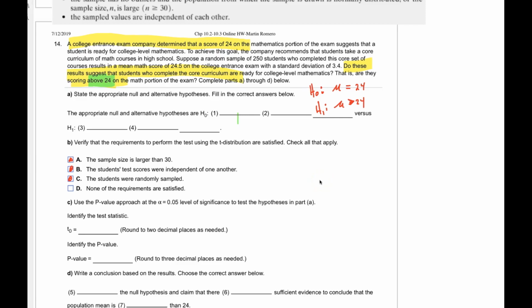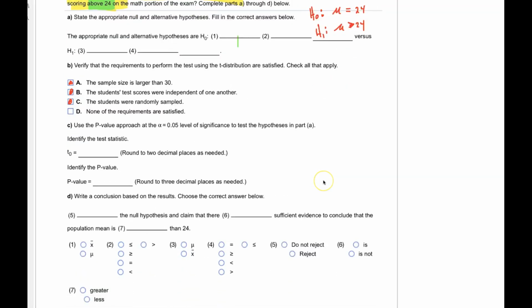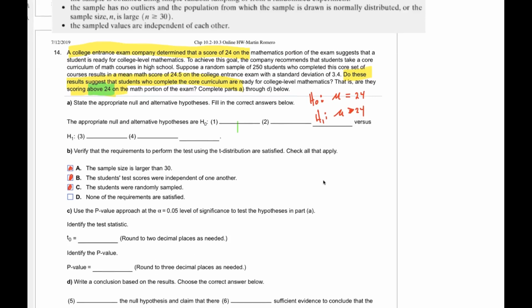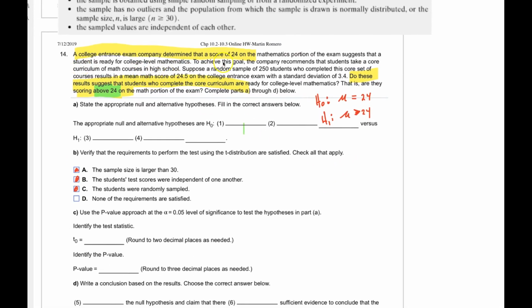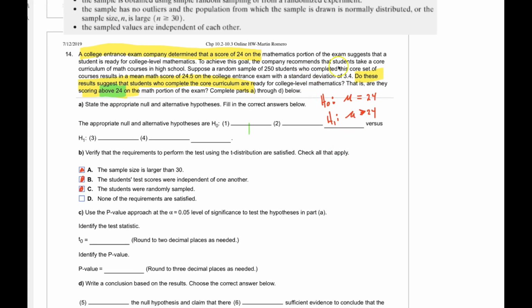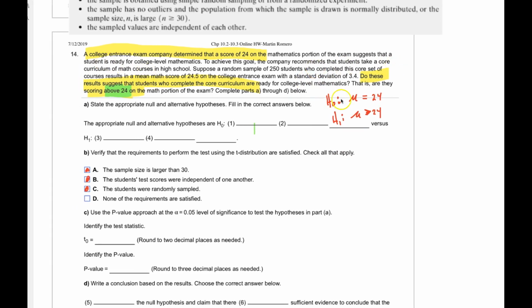We're going to run a hypothesis test for mean values. This is 10.3.13. We're going to use StatCrunch to do so. Under this situation, I've highlighted important information. What we learn is that a score of 24 suggests that a student is ready for college level math. So the null hypothesis is that the mean equals 24.